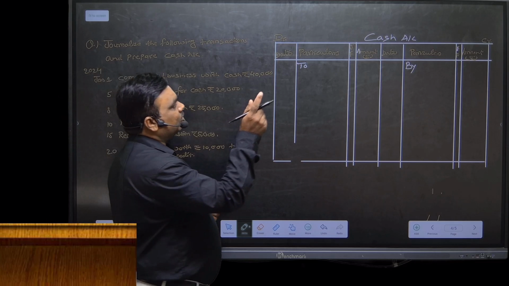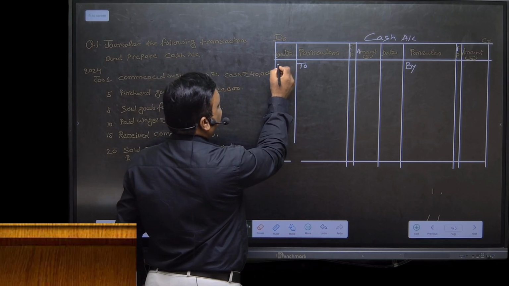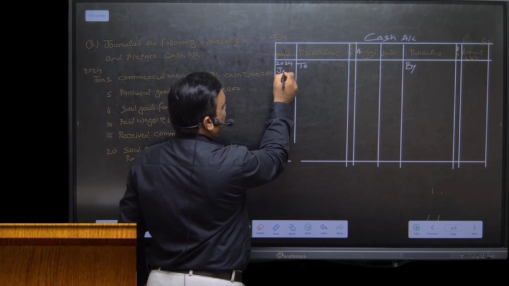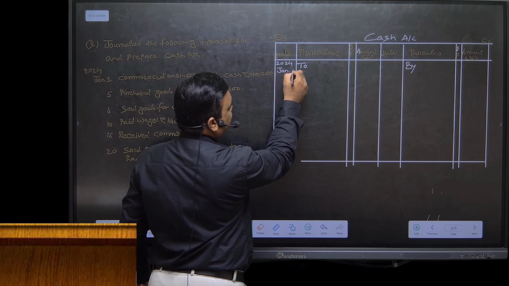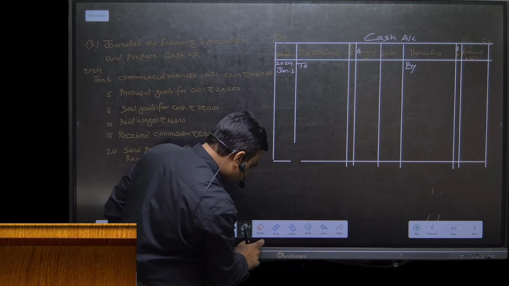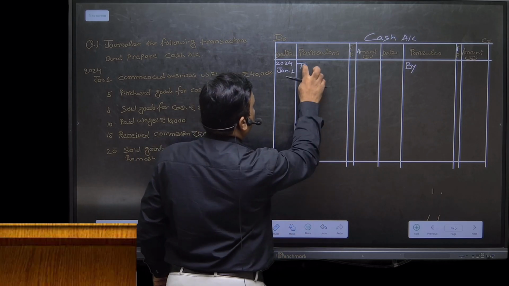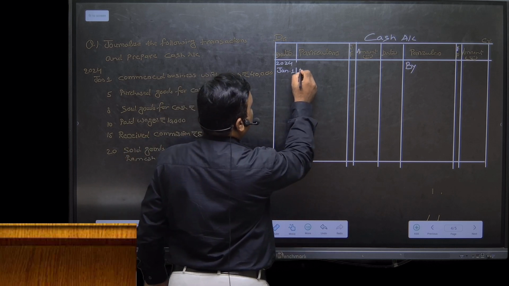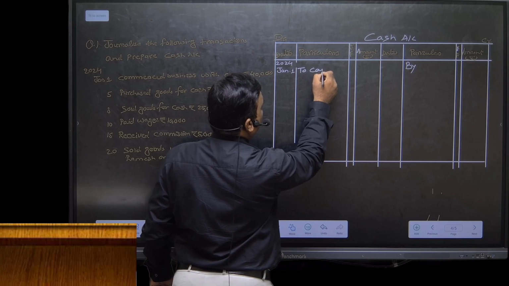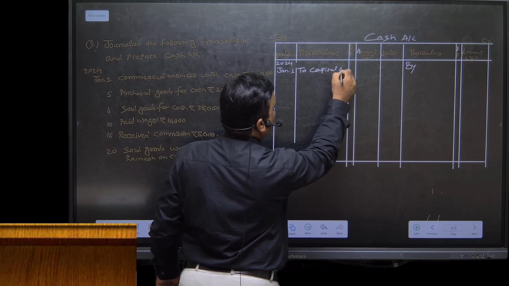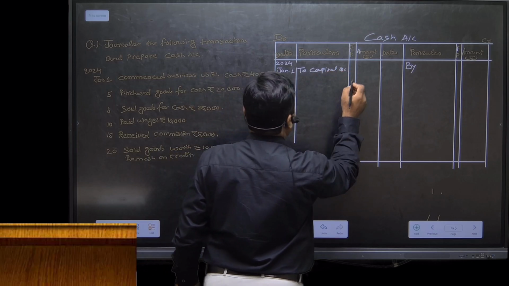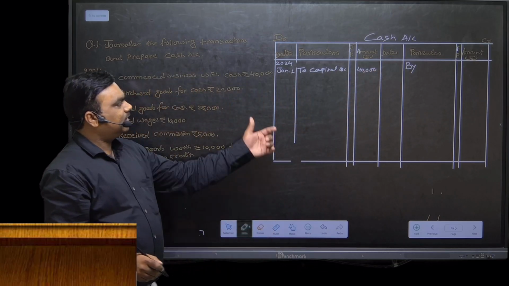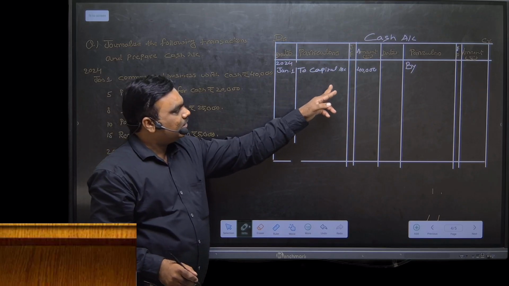So on the debit side of cash account, first we have to write down the year and the name of the month. It's 2024. Name of month is January. January 1st. We have to write here January 1st, To capital account. Why I have written on the debit side? Because in the journal entry, cash account is debited and capital account is credited. So we have to write it on the debit side of cash account, To capital account 40,000.